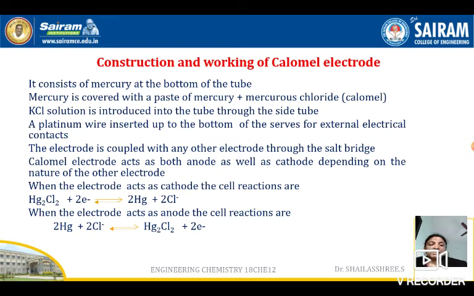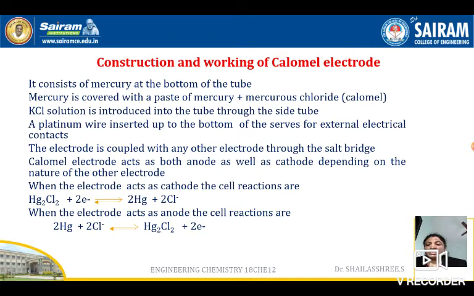The electrode is coupled with any other electrode by using either a salt bridge or a porous membrane, and the calomel electrode acts both as anode as well as cathode depending on the nature of the other electrode. That's why we can find out the electrode potential of any electrode. When the electrode is acting as a cathode, see what happens: the cell reaction is Hg2Cl2 plus 2 electrons gives 2Hg plus 2Cl minus.